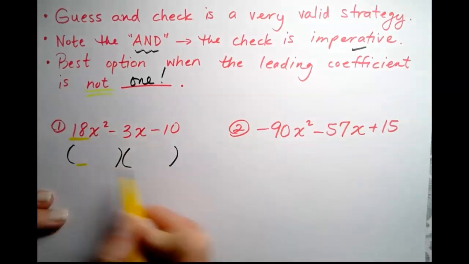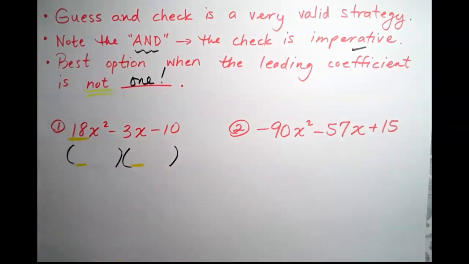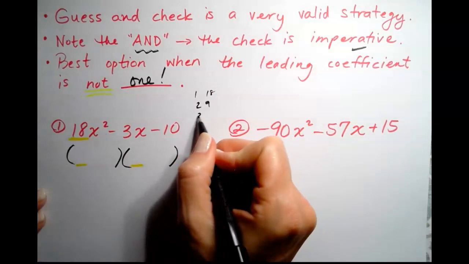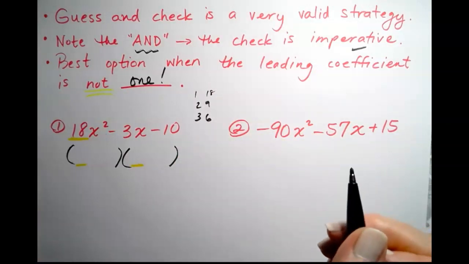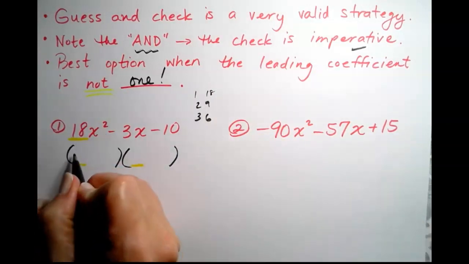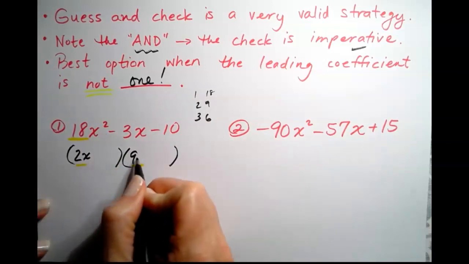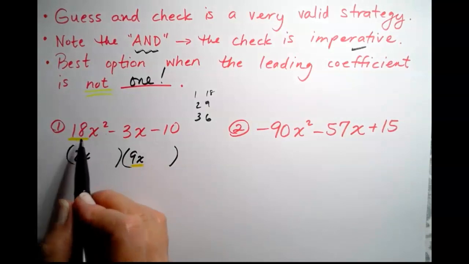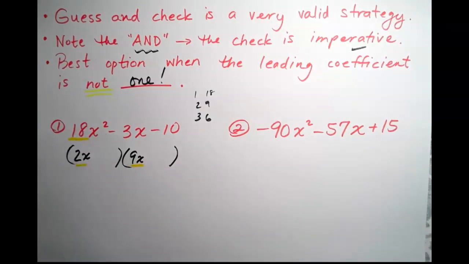So the factors for 18 are going in those first spots. Factors of 18, we got 1 and 18, 2 and 9, 3 and 6. So we're going to make a guess. Let's go 2 and 9. 2x, 9x. So 2x times 9x is where 18x squared comes from.